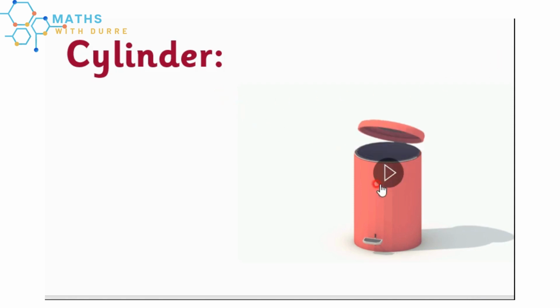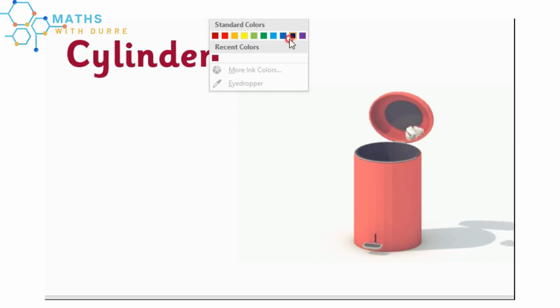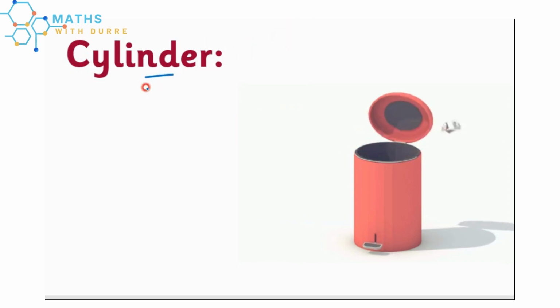Let's have another example. What is this shape called? This shape is called a cylinder. Yes, we are so familiar with this name, cylinder. But it's also called a cylindrical prism.